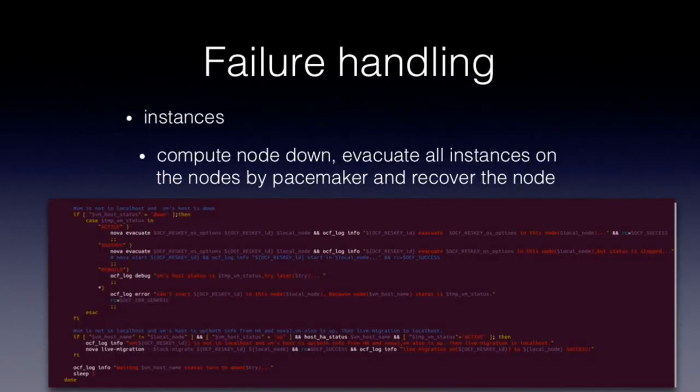Okay, there is the last one, instances. If there are compute nodes down, we should evacuate all instances to a new node. And this is all done by Pacemaker automatically. And the Nagios server will try to recover the node. And here is a piece of our Pacemaker script.